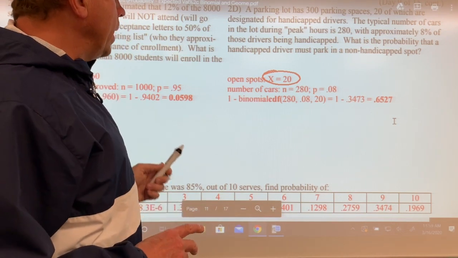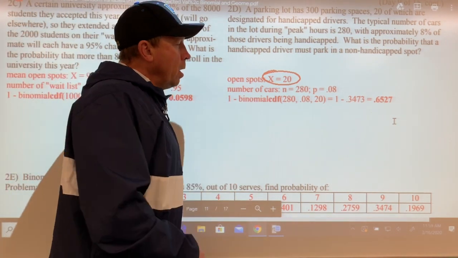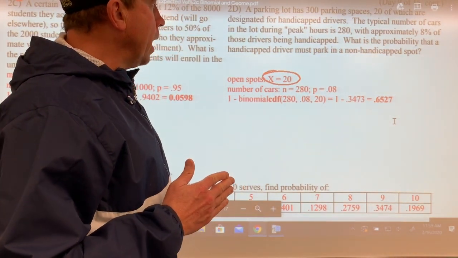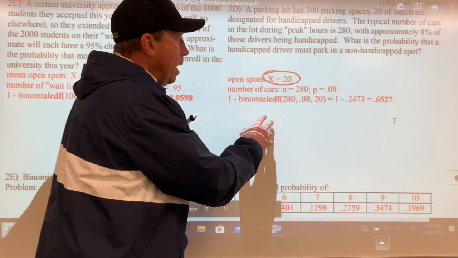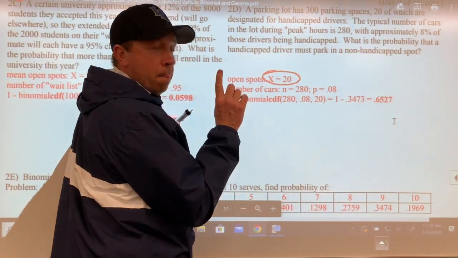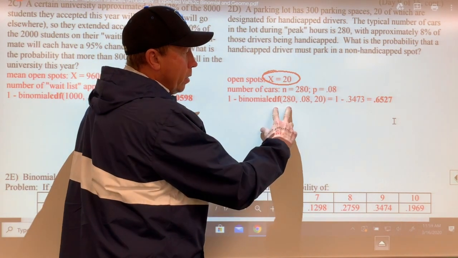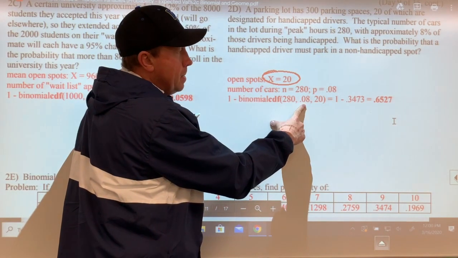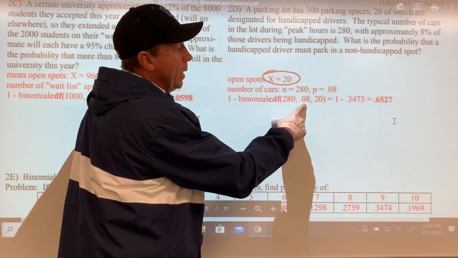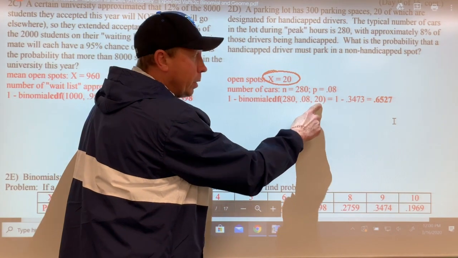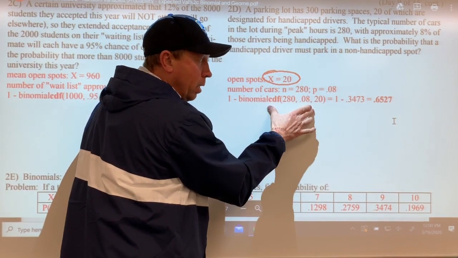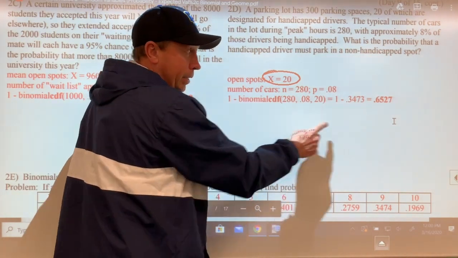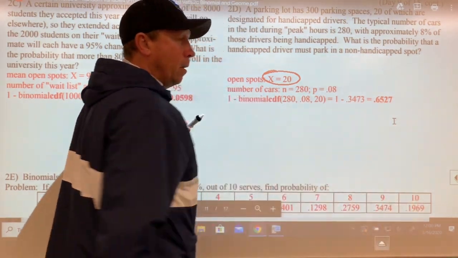So what we're looking at is we have to figure out the probability of 20 or more handicapped people coming in. What's the probability of that? I'm going to do the CDF function again, okay? So this is binomial CDF. 280 is the total, 8% chance of being handicapped, and 20 is the number. So if 20 or less are full, and we go 1 minus that, then that means we're overcrowded, okay? There's actually a pretty good chance of it if you put it in your calculator, okay?